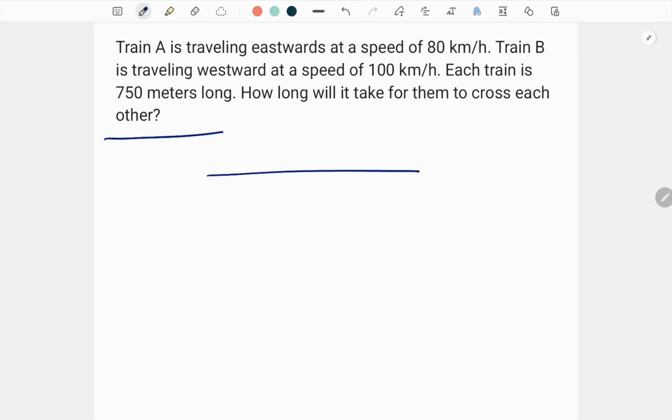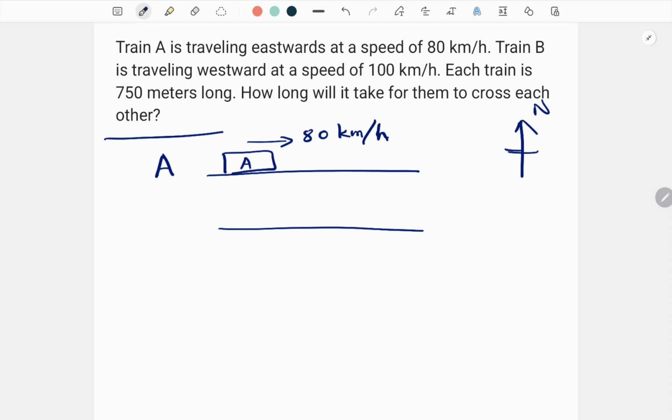So this is track A, and this is, let's call it, track B. So this is train A traveling on track A. This train is traveling eastwards. So usually north is on the top, so east is to my right. So train A is traveling eastwards at a speed of 80 kilometers per hour.